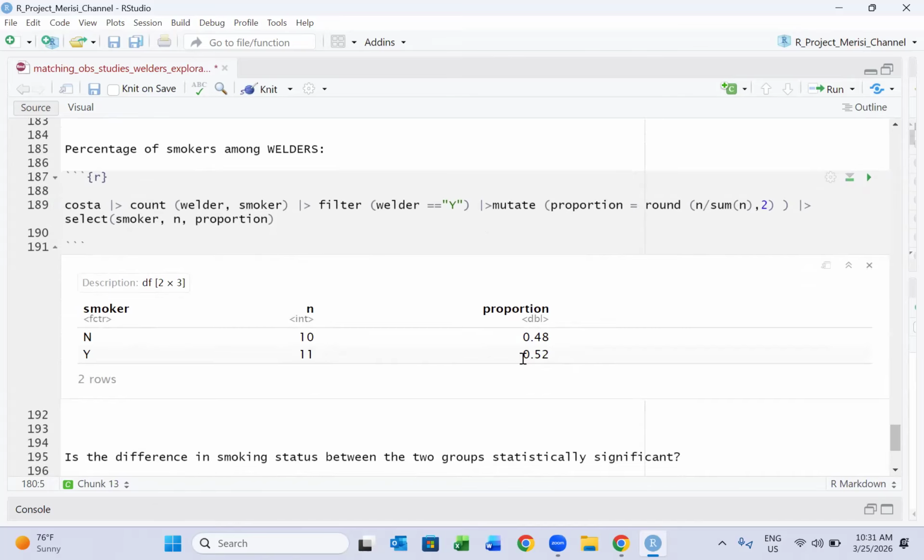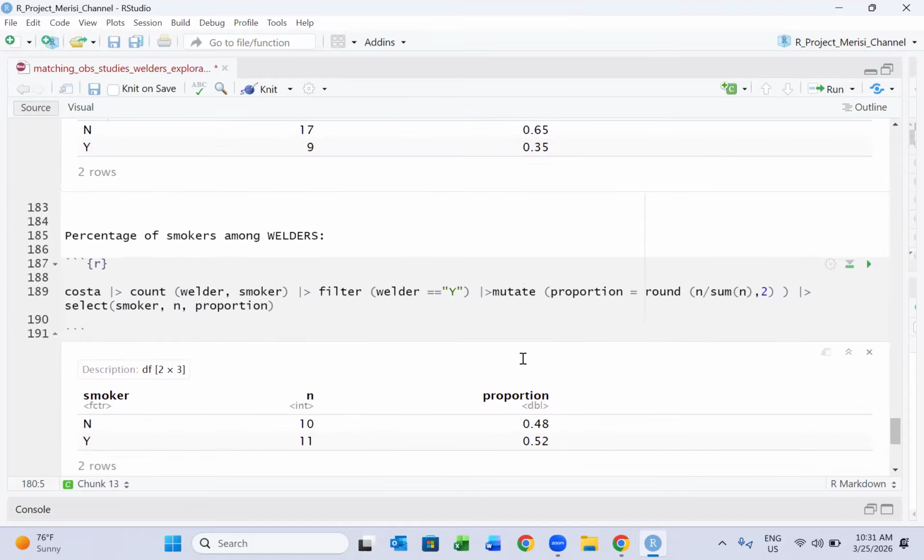So what do we see here, guys? 52% of smokers among welders compared to 35% of smokers among non-welders. So it seems like smokers are more prevalent among welders, right? And the other way around, non-smokers seem to be more prevalent among non-welders. I will actually check for that. In this case, it's more convenient to check whether non-smokers are more prevalent among non-welders, which again is the same as checking if smokers are more prevalent among welders.